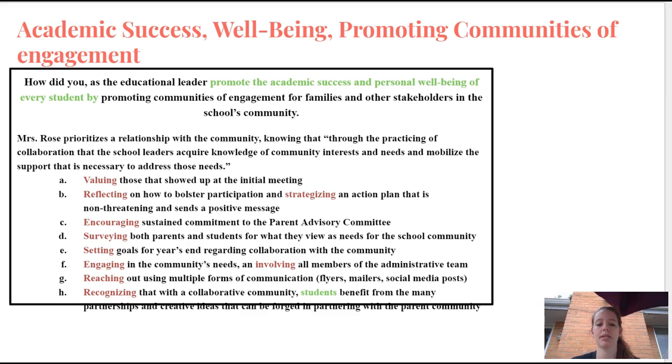Mrs. Rose is engaging in the community's needs and involving all members of the administrative team in joining with the parents. She's reaching out using multiple forms of communication: flyers, mailers, social media posts, and recognizing that with a collaborative community, students benefit from the many partnerships and creative ideas that can be forged in partnering with the parent community.